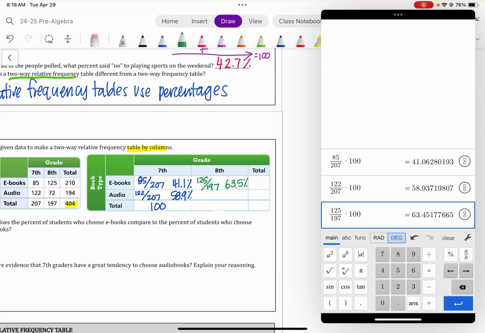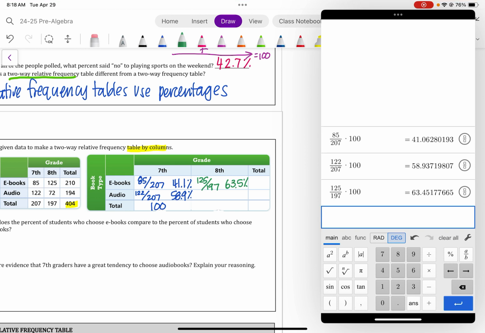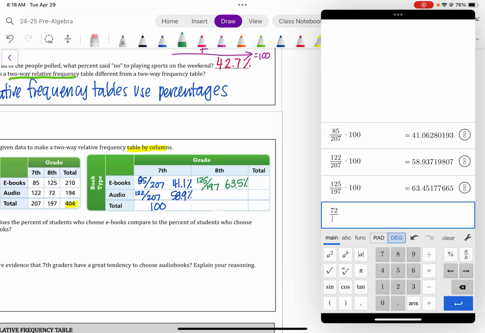Now, we can assume what that other percent is because we know that column is going to add to 100, but we want to make sure we're calculating it correctly. 72 out of the column total of 197, we're going to multiply that by 100 to make 36.5%. So 72 out of 197 is 36.5%. And we know when we total those, we should get 100%.